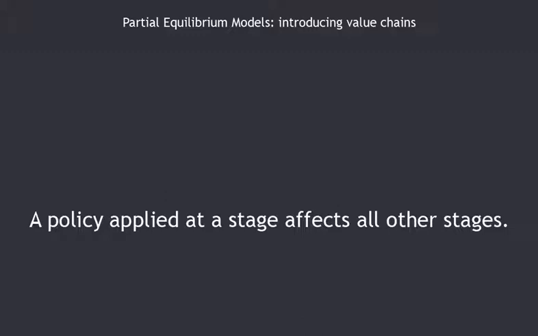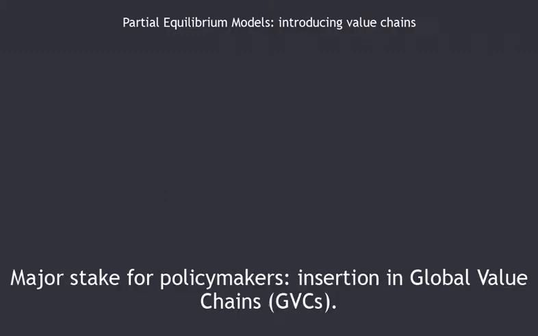But it also affects the price at stage 2, and so it affects the cost of production at stage 3, which is the downstream stage. So this is why it is so interesting to model a value chain. And this is a major stake for policymakers today, because for many policymakers in plenty of countries, the insertion in global value chains is a priority.